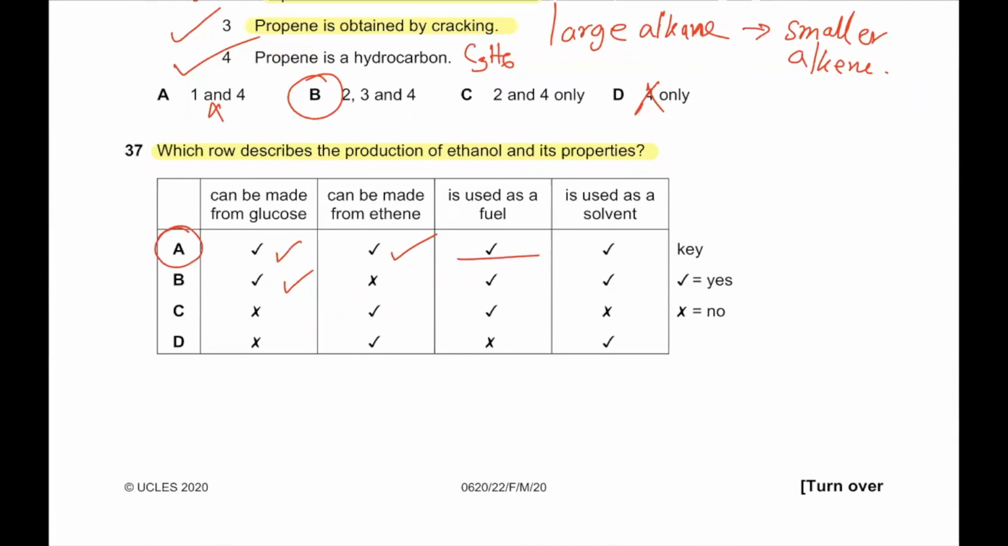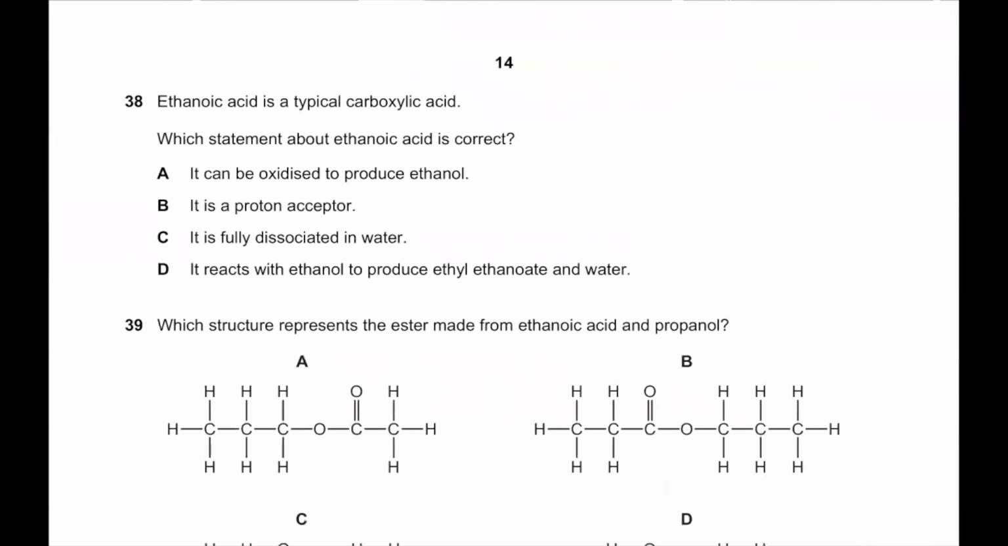Yes, it is a fuel. And yes, it can be used as a solvent for many chemical industries. So 37A is the perfect answer. Question number 38. Ethanoic acid is a typical carboxylic acid. Which statement about ethanoic acid is correct?